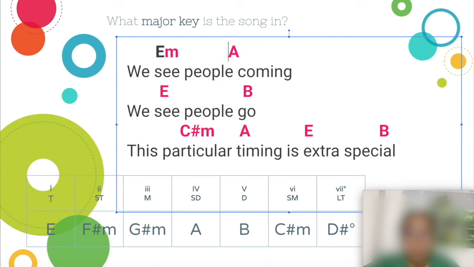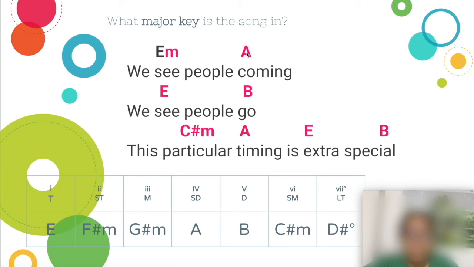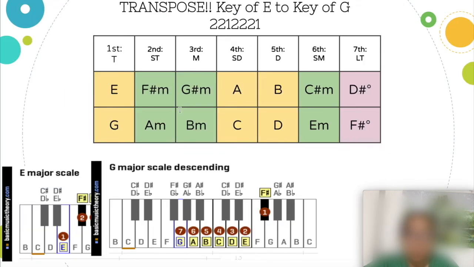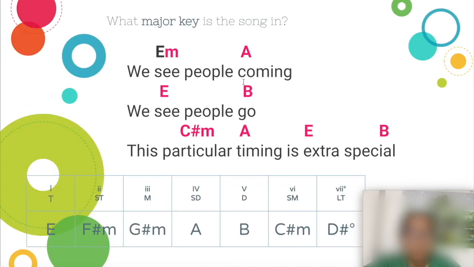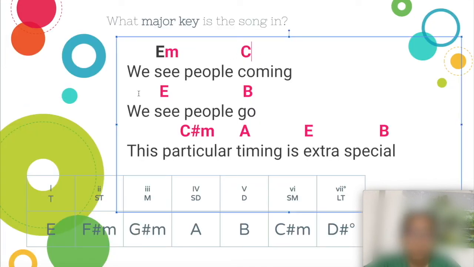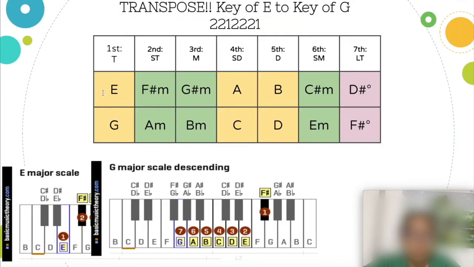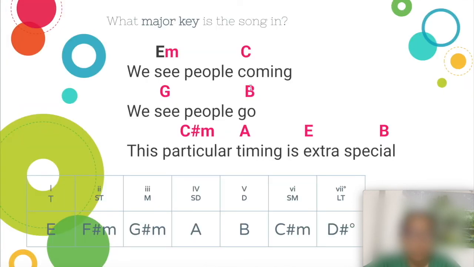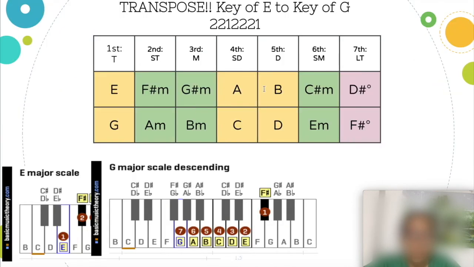Then the A in the key of E is the 4th chord. So we also have to find the 4th chord of the G major key. 1, 2, 3, 4, that would be a C. So we will replace this with a C. Okay. And then the E will be replaced by a G because that's the tonic chord in the key of G. E to G. And lastly, B will be replaced by the chord D.